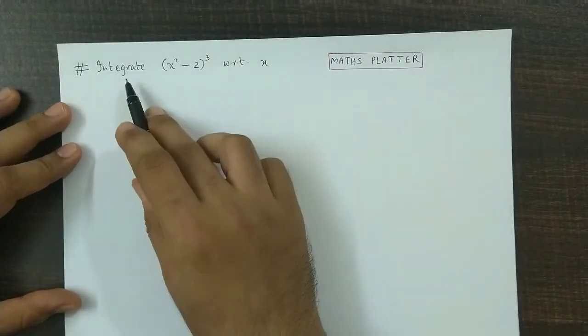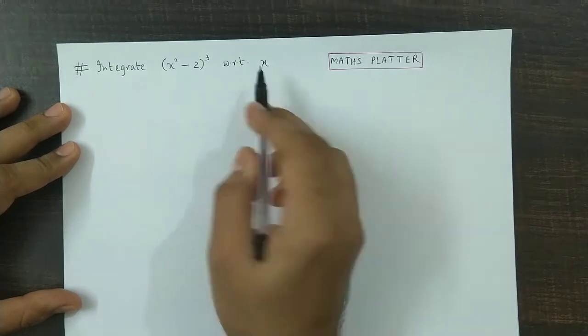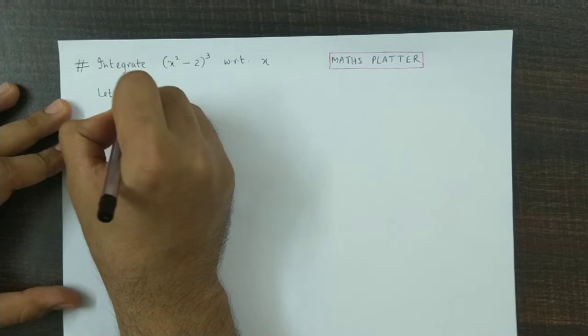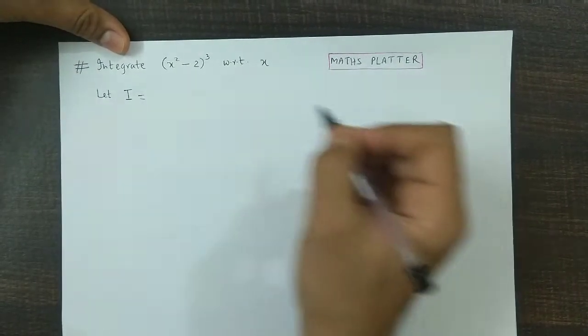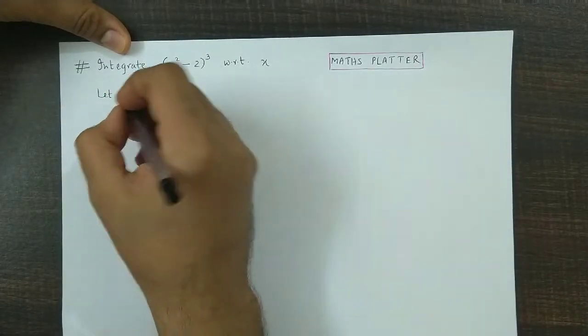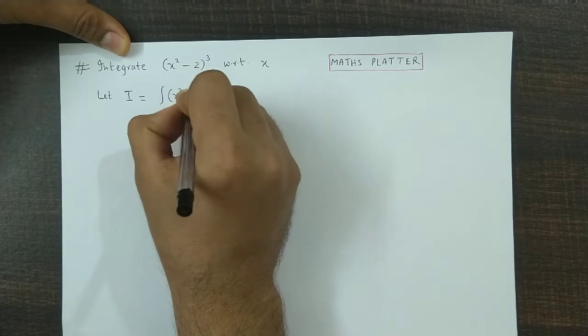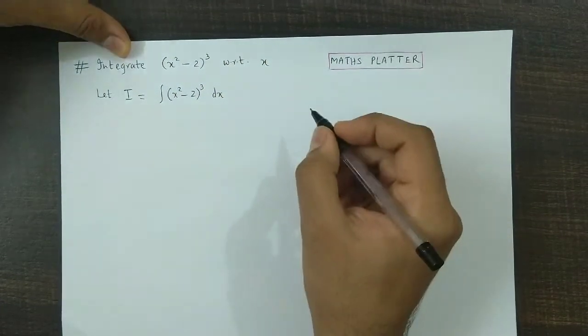Now here we are going to integrate the function (x square minus 2) the whole cube with respect to x. So we name this function as y. Let us call the integral as I. Let I be equal to integration of (x square minus 2) the whole cube dx.